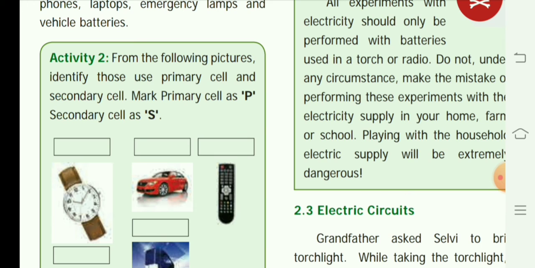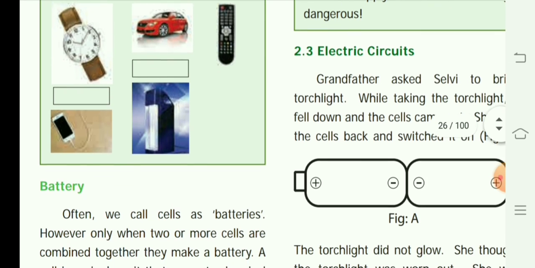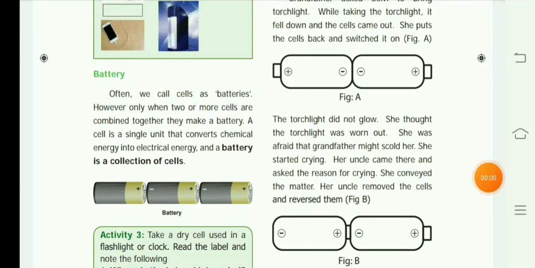Next one, see activity 2 from the following pictures. Identify those that use primary cells and secondary cells. Mark primary cell as P and secondary cell as S. Do you know which is the primary cell and which is the secondary cell, student? Which one is the primary cell, you put P in the box. Which one is the secondary cell, you put S in the box.